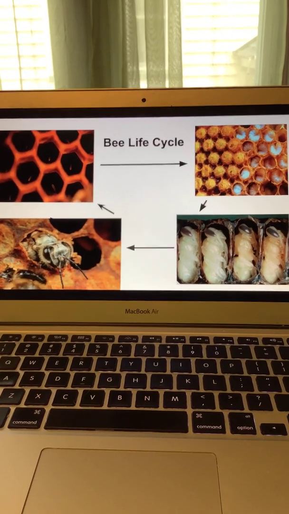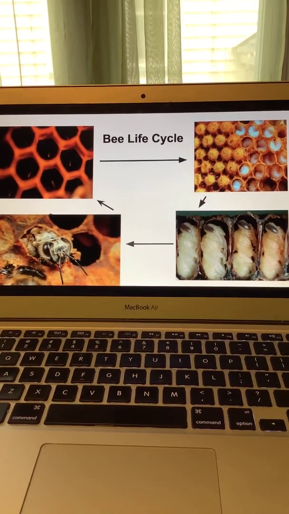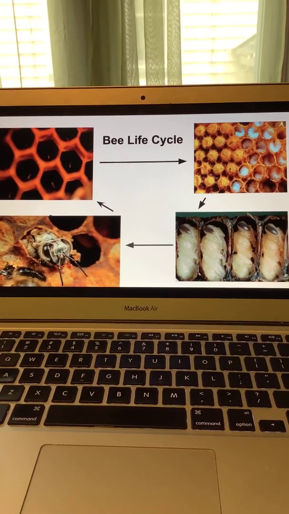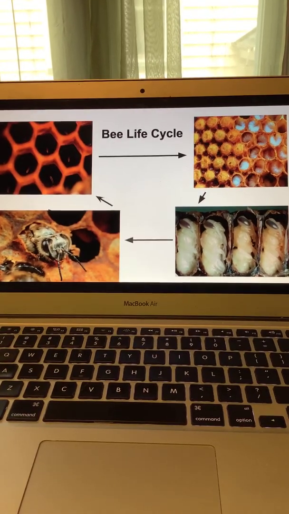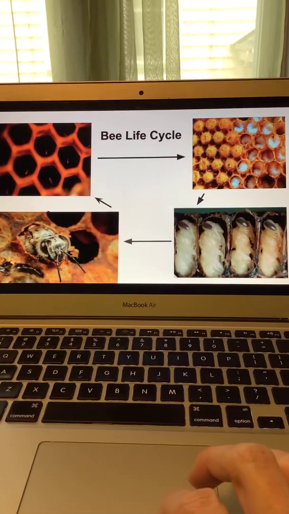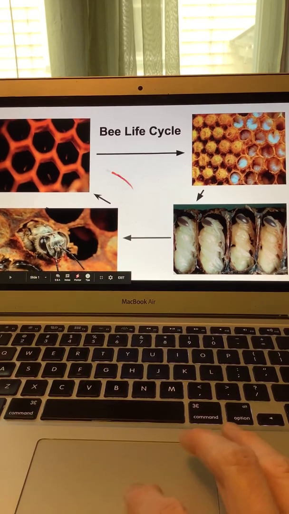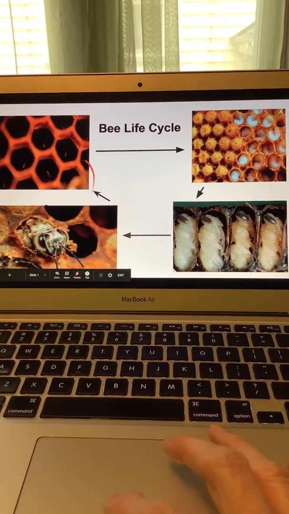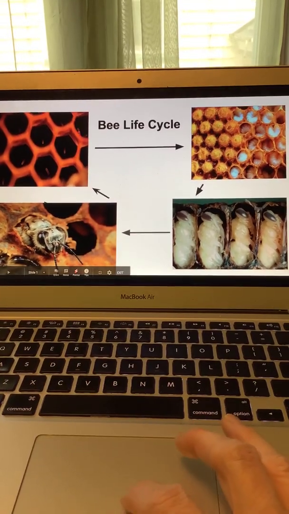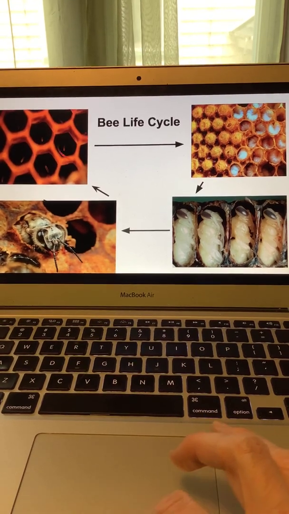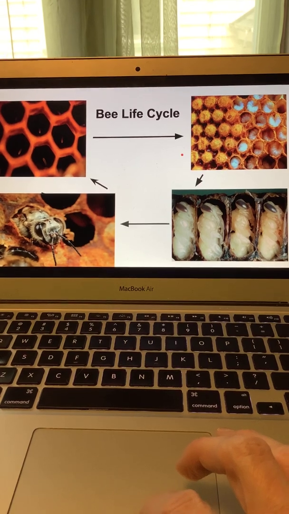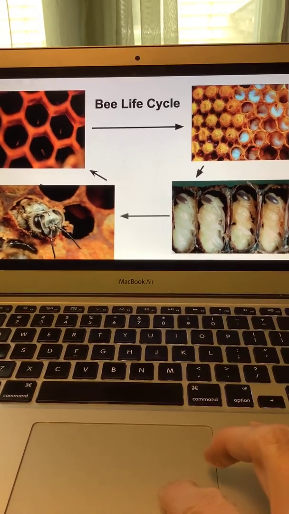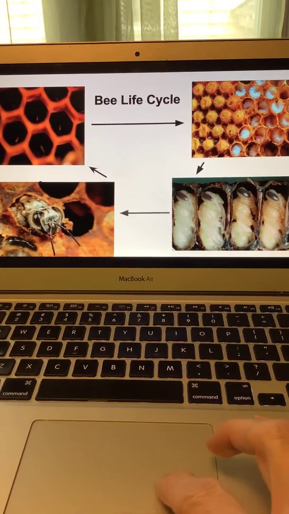Okay, bees, you're back to being people. For your assignment, I want you to draw the bee life cycle, but there's an important difference. I want you to make sure that you show the life cycle with the cell. So when you draw the egg, I want you to draw it inside the cell, because if you're a bee, that's where you're laid. And when you are a larva, I want you to show the larva inside the cell.